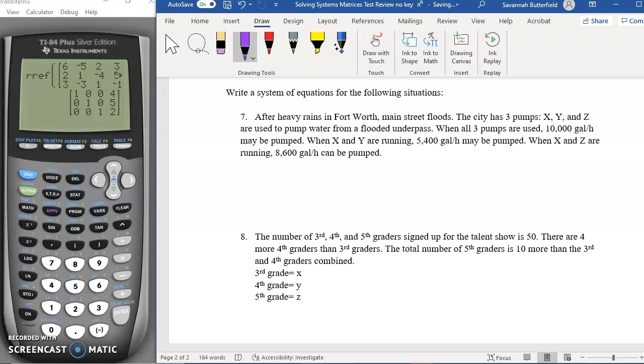Number 7 says, after heavy rains in Fort Worth, Main Street floods. The city has 3 pumps, X, Y, and Z, used to pump water from the flooded underpass. When all 3 pumps are used, X, Y, and Z, 10,000 gallons per hour may be pumped. When X and Y are running, 5,400 gallons per hour may be pumped. When X and Z are running, 8,600 gallons can be pumped.